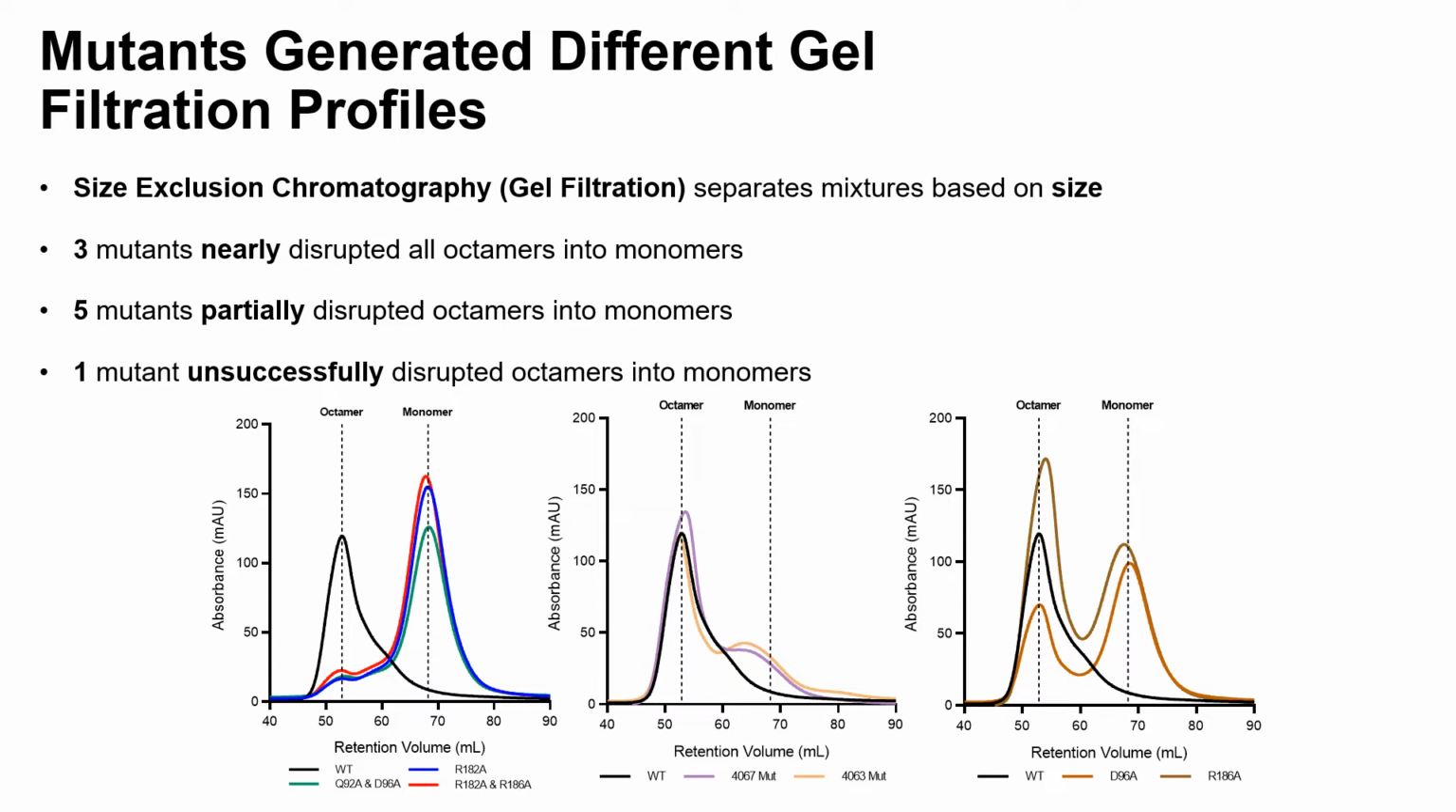Some mutants completely disrupted the octamer into monomers, while some mutants yielded two peaks in the gel filtration profile, which tells us that there was a partial disruption of octamer into monomers. Meanwhile, one mutant was unsuccessful out of the 8 generated.